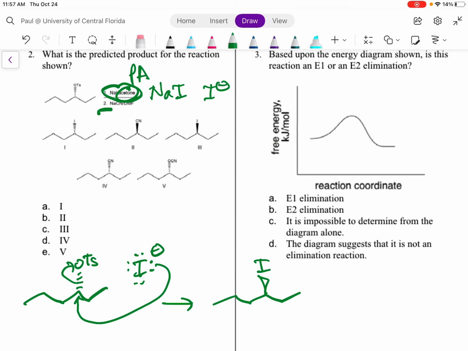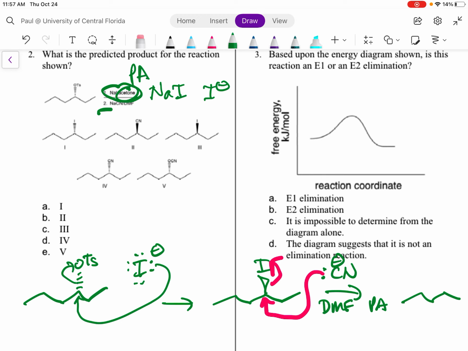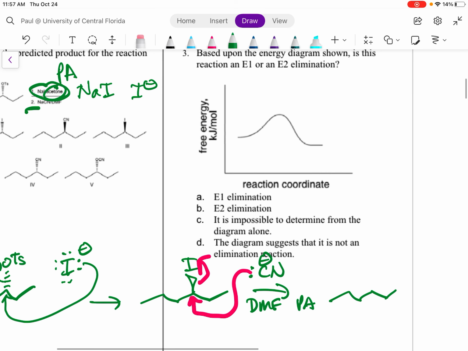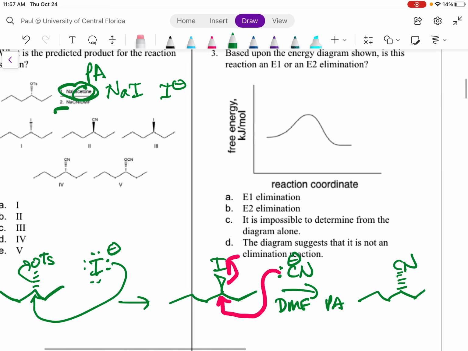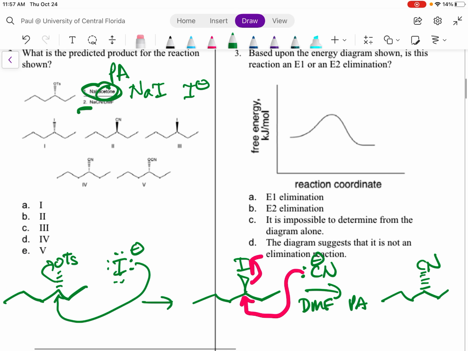Now the second reaction is we have to treat that with sodium cyanide. And so that's an ionic species, so that's negatively charged. DMF is a polar aprotic solvent as well, and so that's screaming SN2 as well. So that would have to do backside attack to give us the product here. And so that backside attack, that's dashed like so. Okay, so that's the answer.